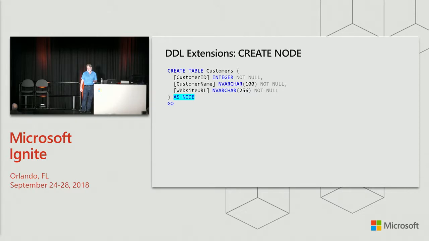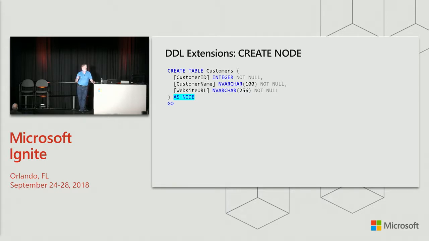So the first extension, CREATE NODE. And here you see familiar CREATE TABLE syntax, and you have AS NODE. So that's how you create a node. You create this table with customers, whatever attributes you want, and AS NODE tells you that this is going to be a node table.